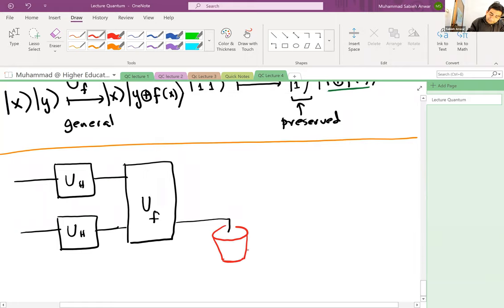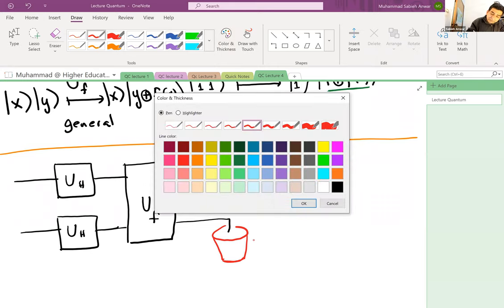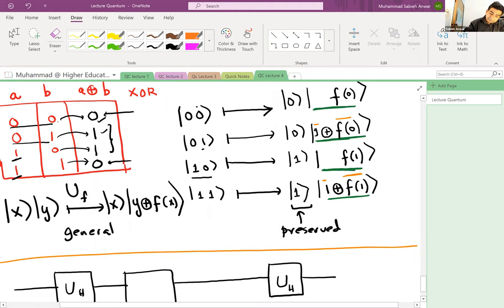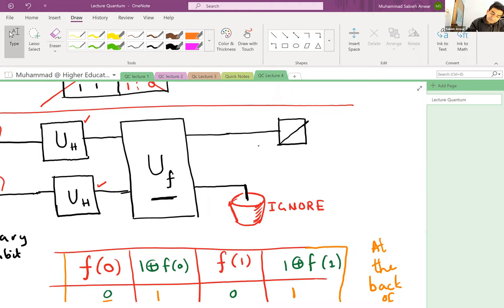I don't care what this output is because I'm using the second qubit just as an ancillary, just as an aid, just as something that assists me. I need to look at the first qubit. I put a Hadamard gate again, and I look at what the output is. So this is my quantum circuit. Sorry, I may have missed the Hadamard gate over here.